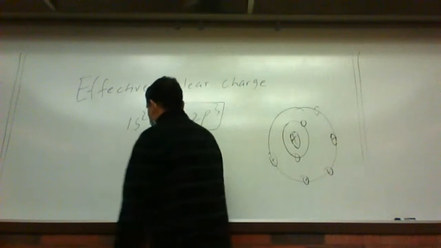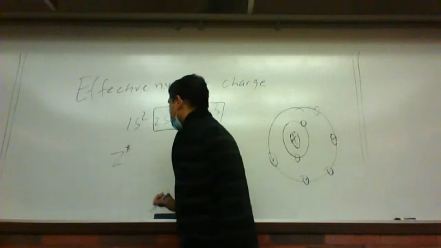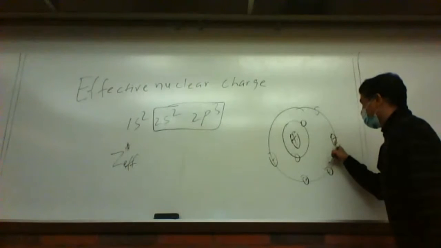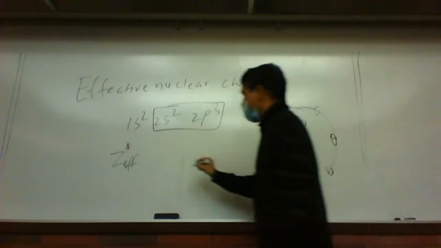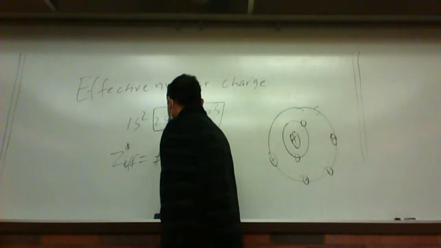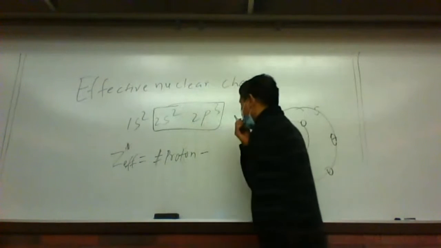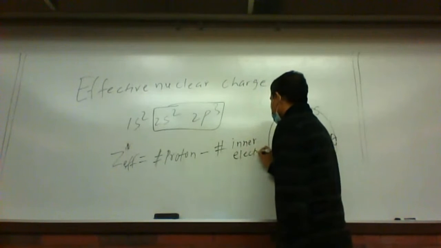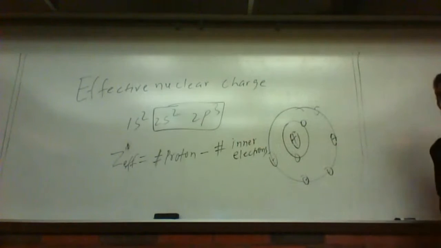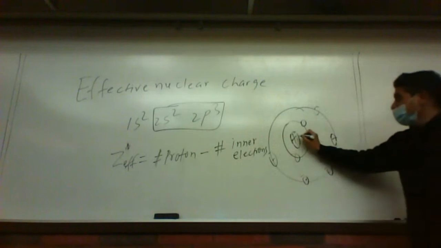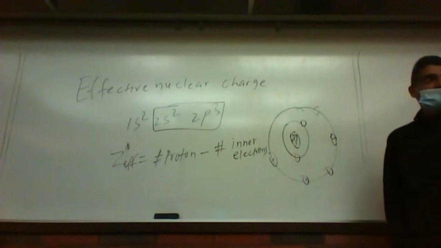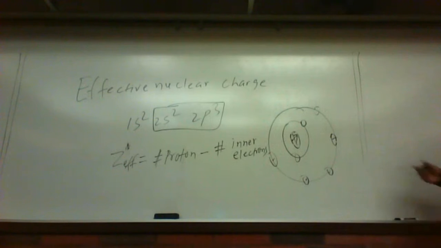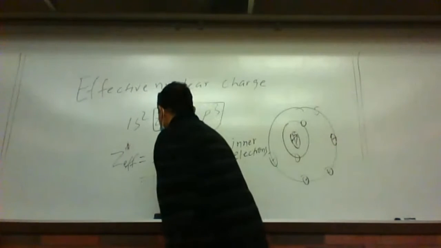Good. So how do we calculate the effective nuclear charge? It's calculated like this. They write Z star, or they write ZEFF, Z effective. So the force experienced by this electron from the protons is calculated as the number of protons minus the number of inner electrons. How many protons are here? There are 7 protons here. The atomic number of nitrogen is 7.